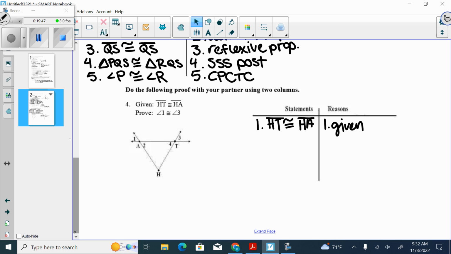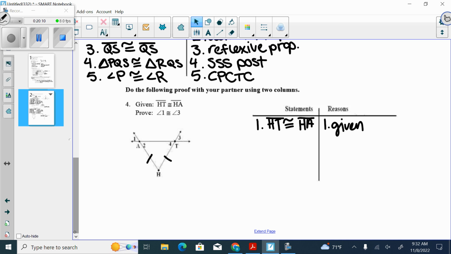Alright, so I'm going to come over here to my drawing and mark that. So here's HT, here's HA. Okay, so like we just said, there is not going to be us proving that two triangles are congruent. All we know so far is that in this one triangle, two of its sides are congruent. What kind of a triangle has two congruent sides?